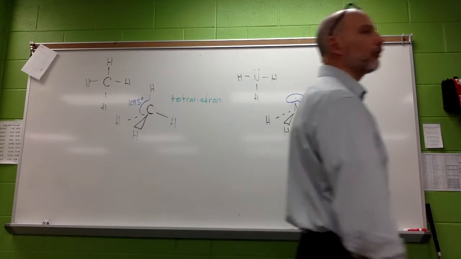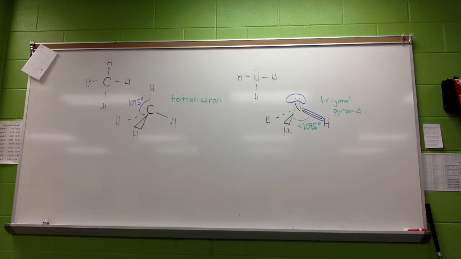For your water Lewis structure, how many bond pairs did you have? How many lone pairs did you have? For a total of, there we go. So what are you going to draw? You're going to draw a tetrahedron. You're only going to draw 1 of 5 shapes.